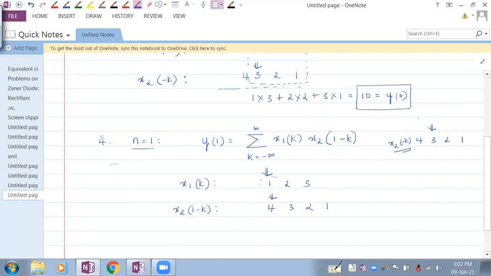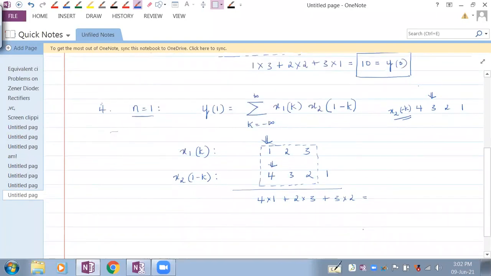So when 4 is the 0th sample, how many samples are overlapping? See here, there are again 3 samples overlapping. So if you take the sum of the products, it is 4 into 1 plus 2 into 3 plus 3 into 2. So what would this be? 4 plus 6 plus 6, so that means it is 16. This 16 is actually your y of 1.